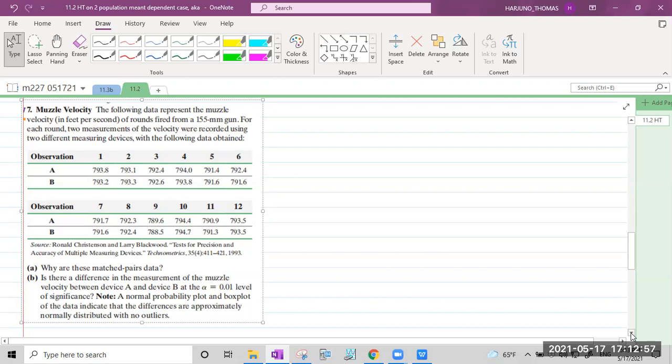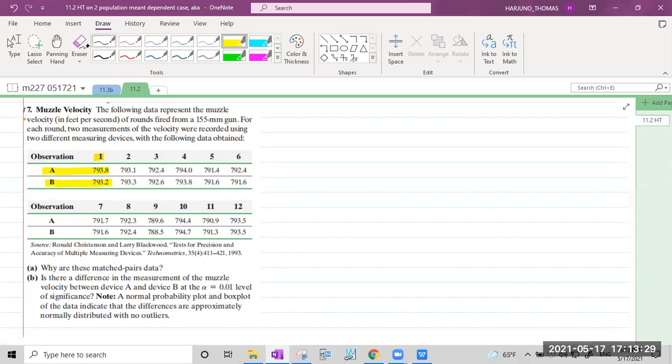So we have these. Now, why are these part A? Why are these matched pairs? Well, because you have 12 observations on 12 subjects. If each subject, you observe that using 2 different devices, so you can pair them. Like subject number 1, using device A, you get this. Using device B, you get this. Okay, and so on and so forth.